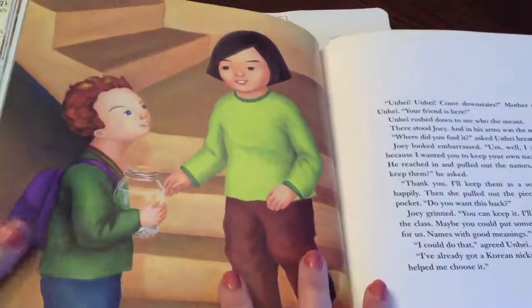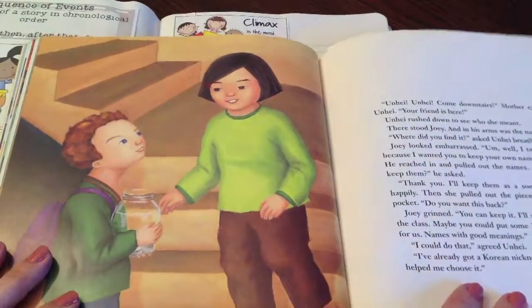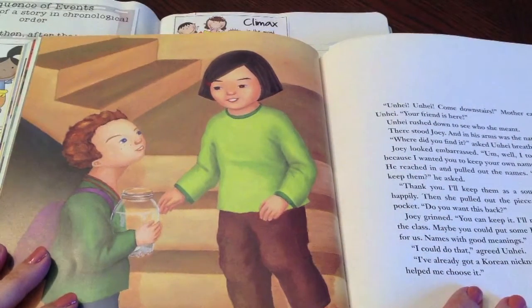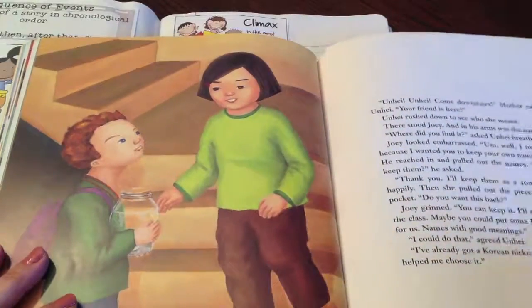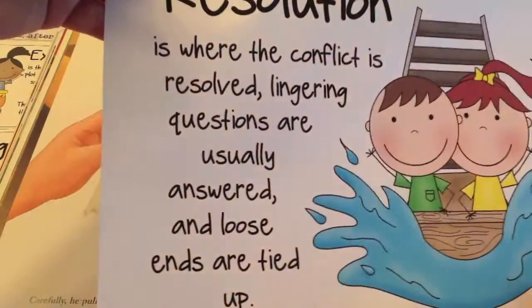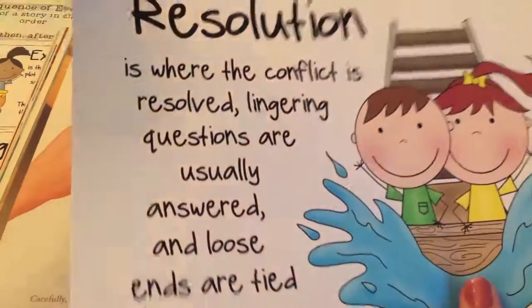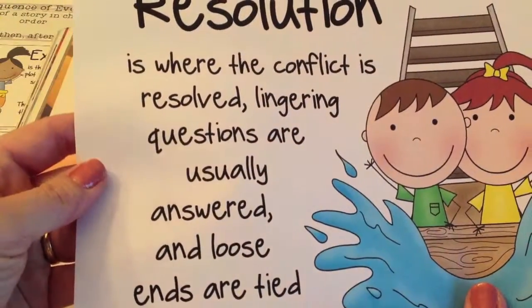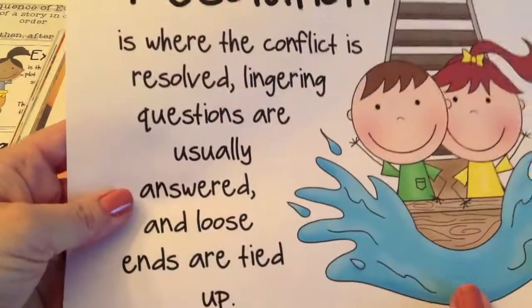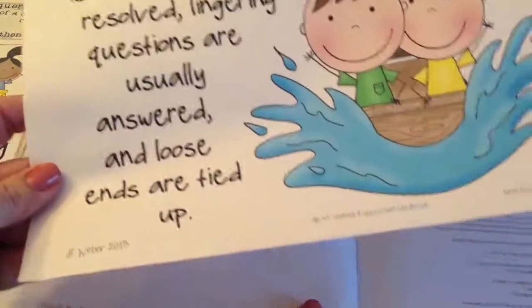Now she finds out later that Joey was the one that took the name jar because he wanted her to keep her own name. And then we get into the resolution. The conflict is resolved. Eunhae is keeping her own name. Any lingering questions tend to be answered and loose ends are tied up.